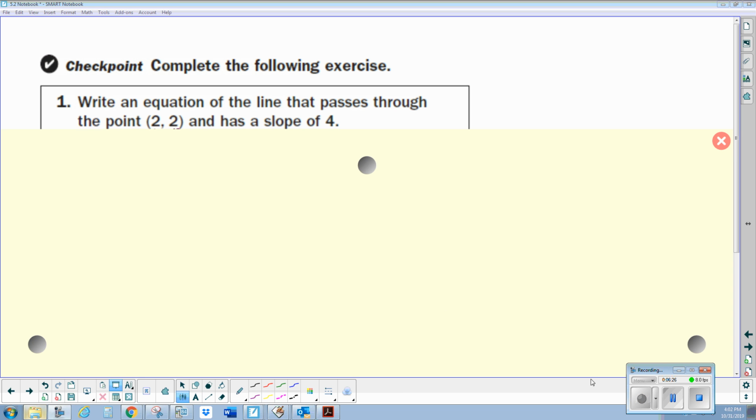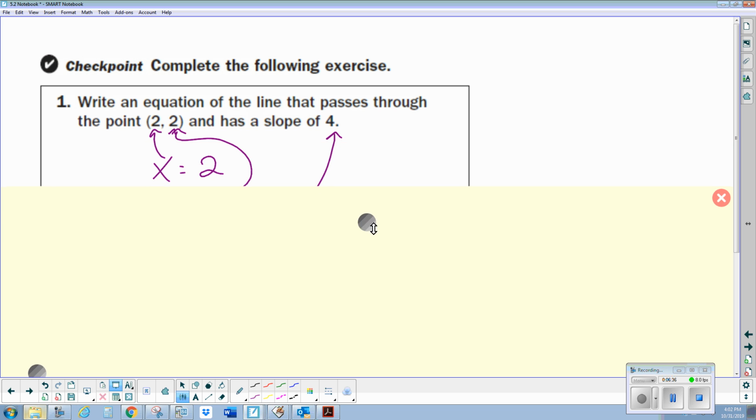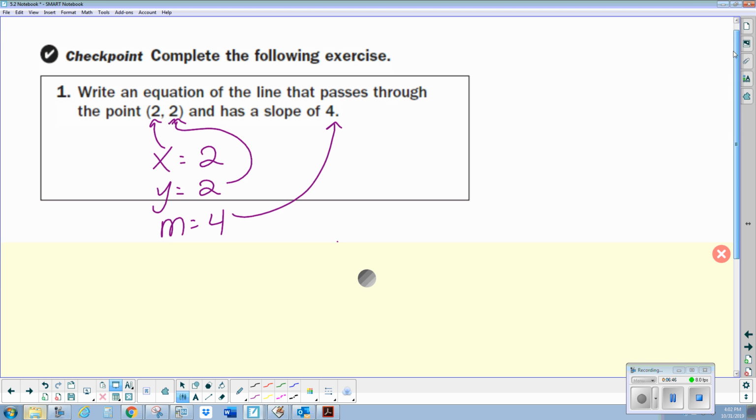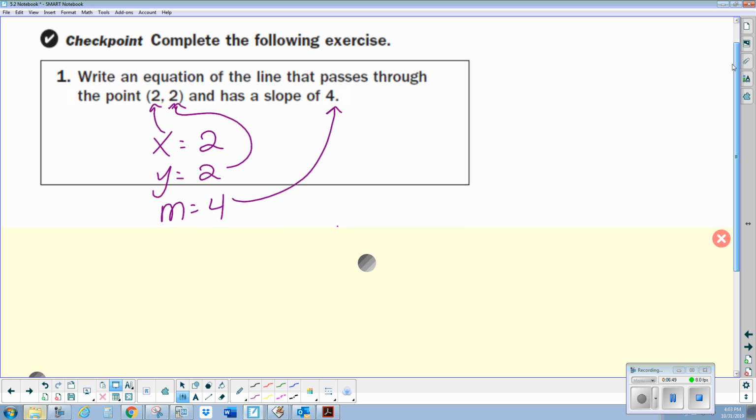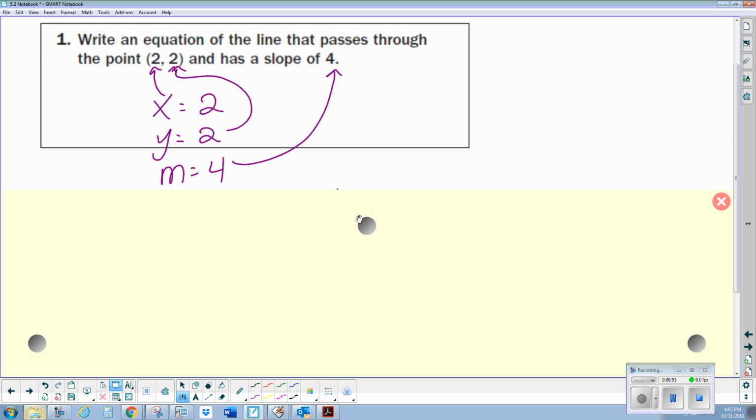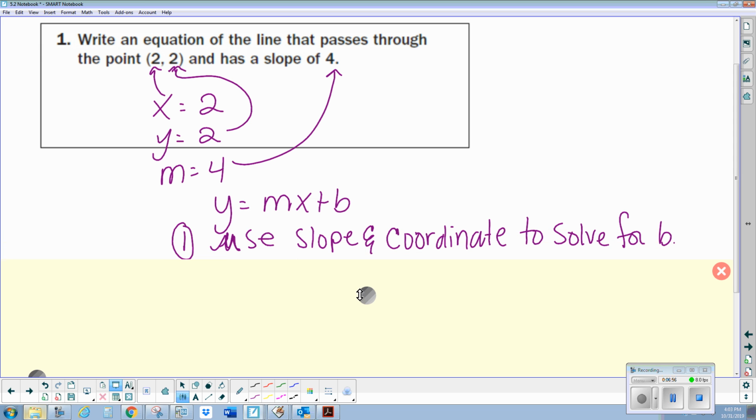Okay, our solution here starts with first using the point and the slope to find the y-intercept. So I first identified all of my variables. I know that my x value is 2 because that's the first coordinate in my coordinate pair. I know my y value is 2 because that's the second coordinate in my ordered pair. And then I know that my m is 4 because that's the given slope. So I'm going to use those and the formula y equals mx plus b to solve for b.